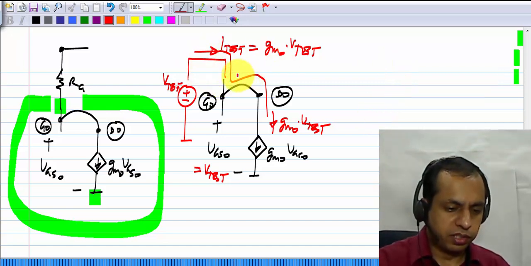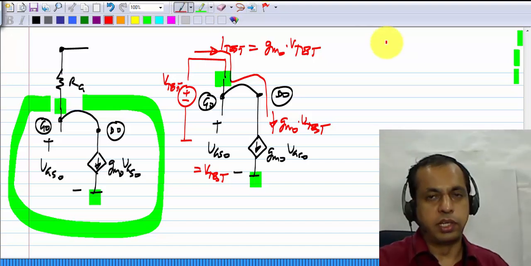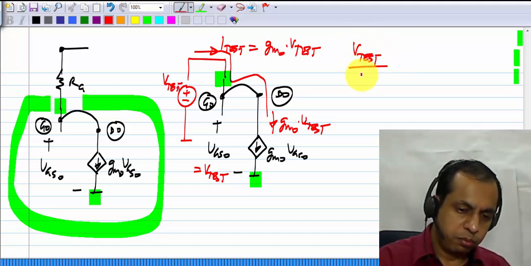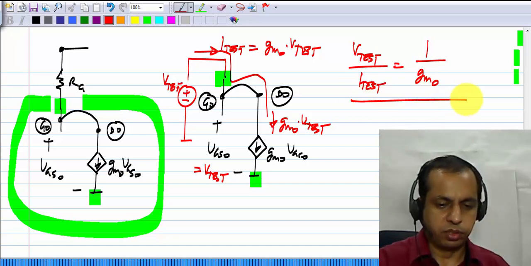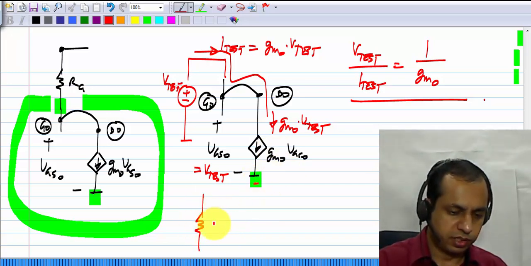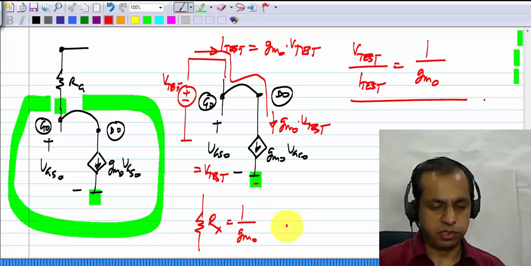So the small signal resistance seen between this point and ground is nothing but V test by I test, which equals 1 over GM0. So this whole thing here between this one and that one has an incremental equivalent whose conductance is GM0, or the resistance is 1 over GM0.